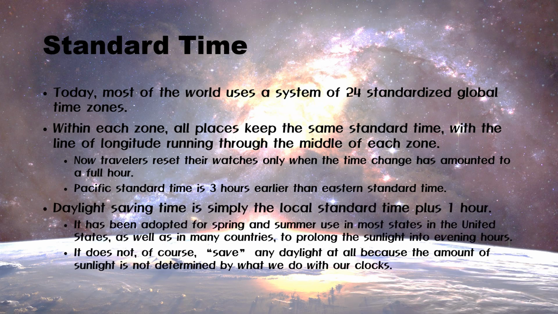Now, you might have heard, of course, about Daylight Savings Time. Now, Daylight Savings Time is simply our local standard time plus 1 hour. This has been adopted for spring and summer use in most states in the U.S., as well as many countries, to effectively prolong the sunlight into evening hours. It does not, of course, actually save any daylight at all, because the amount of sunlight is not determined by what we do with our clocks.